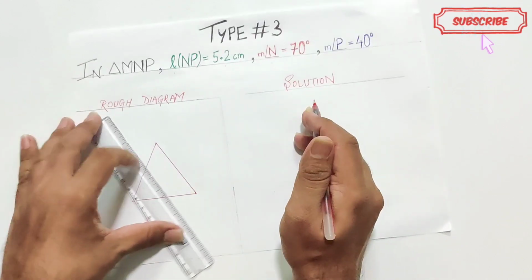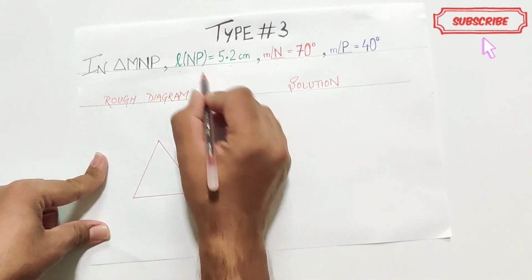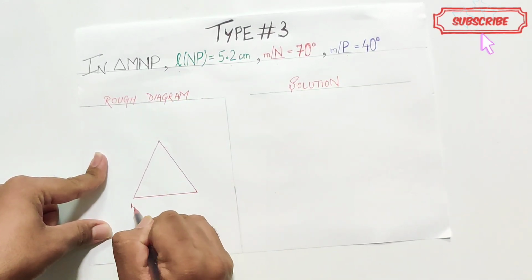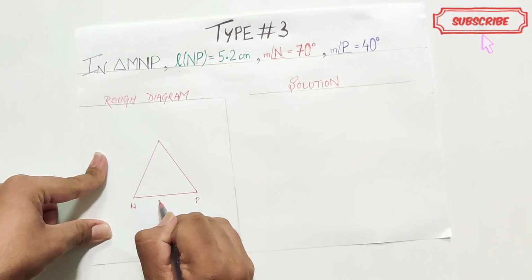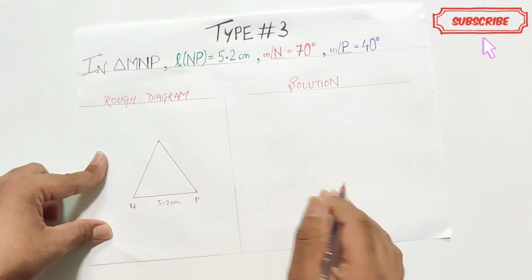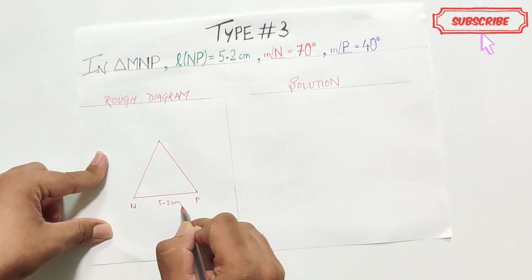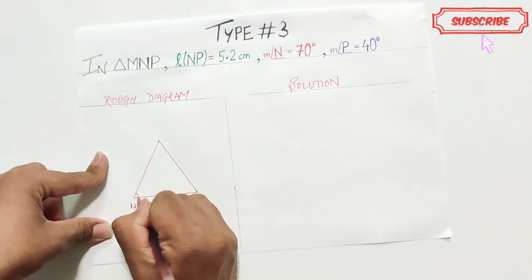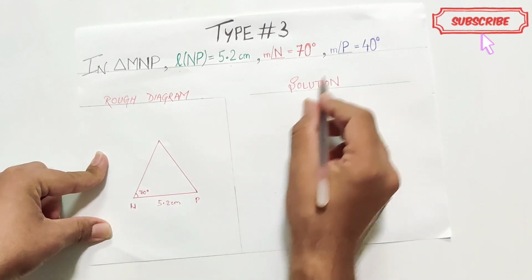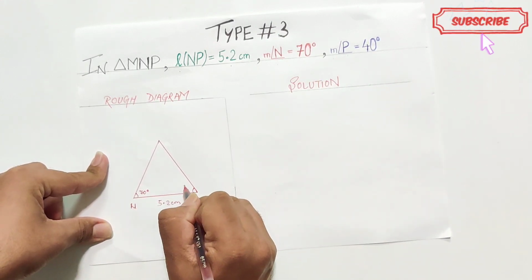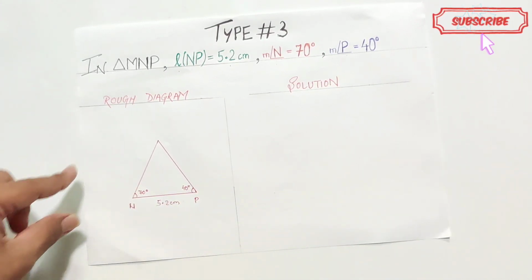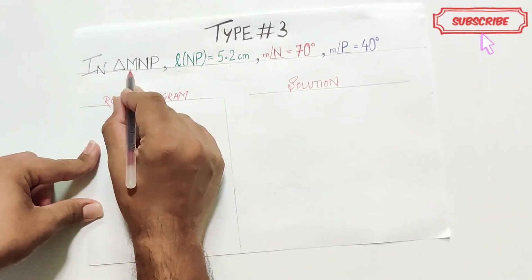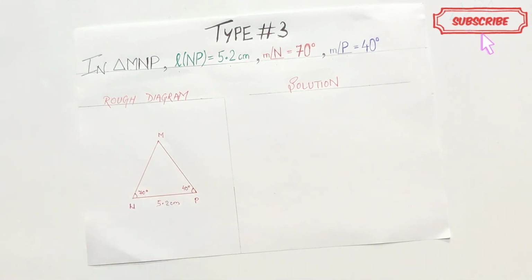Remember, this diagram is only for our reference. So the length of the side is only one, so that we are going to put as base. So here the measure of angle N is given as 70 degrees and the measure of angle P is given as 40 degrees. Let's write the name of the third point. It would be M. NP are used here. And here we are done with the rough diagram.